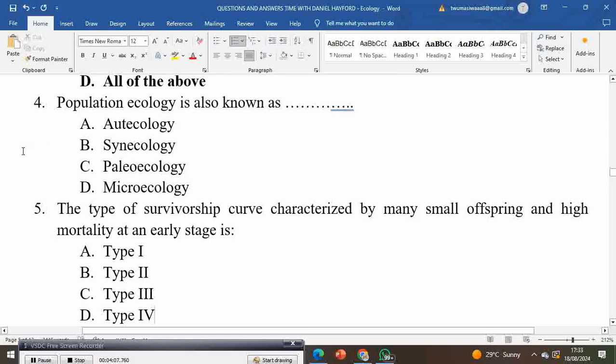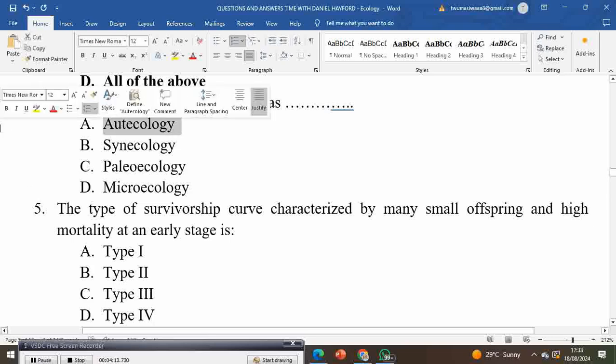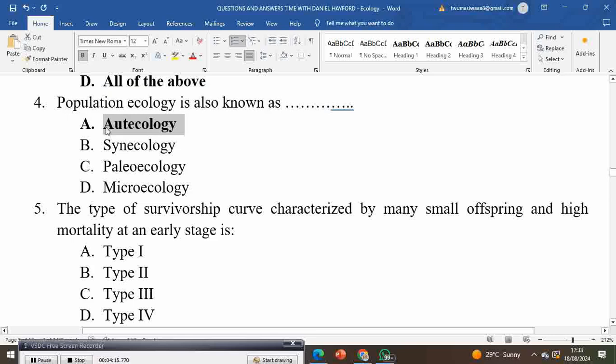Question number 4. Population ecology is also known as, first option, horticulture, then syncology, paleoecology, and microecology. Which one is your best shot? Horticulture is the best shot. Population ecology is also known as horticulture. Syncology will be community ecology.